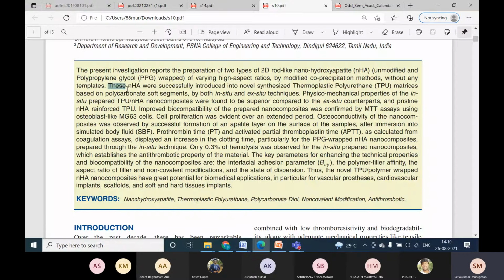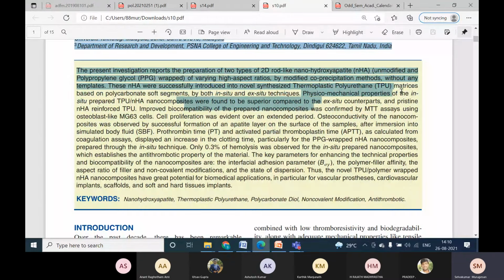These nano-hydroxyapatite rods were successfully introduced into novel synthesized thermoplastic polyurethane matrices based on a polycarbonate subsegment, which were prepared by using both in situ as well as ex situ methods. In situ, we have seen it, and ex situ means just solution casting. Okay? Solution casting is also called an ex situ technique for the preparation of nanocomposites. And then the physical and mechanical properties of the prepared nanocomposites were studied, and it shows the in situ prepared one is superior compared to the ex situ counterparts, as well as compared to the pristine polyurethane matrix.